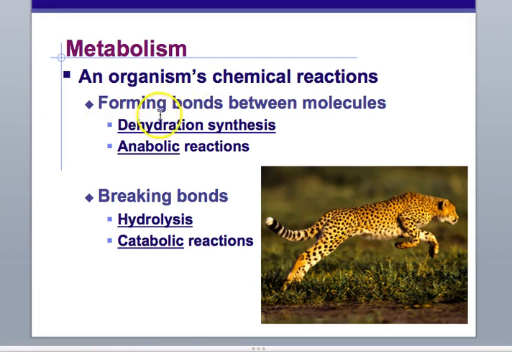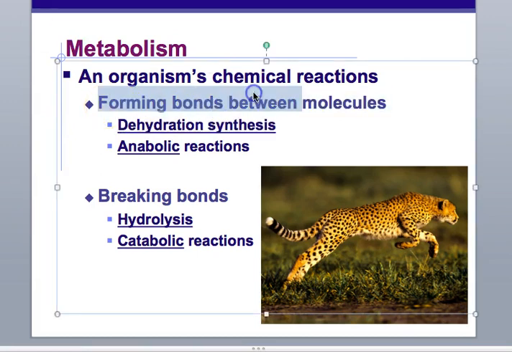So metabolism is the sum of all the times you form bonds between molecules in your body. You do that through dehydration synthesis and other anabolic reactions. We're going to talk about what those words mean. But you can think about anabolic: I always remember it because anabolic steroids are the steroids that build you up. And so an anabolic reaction is a reaction that builds things. That is when you build molecules.